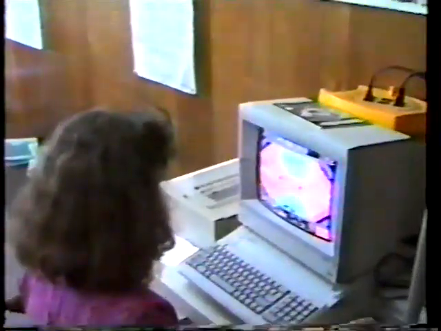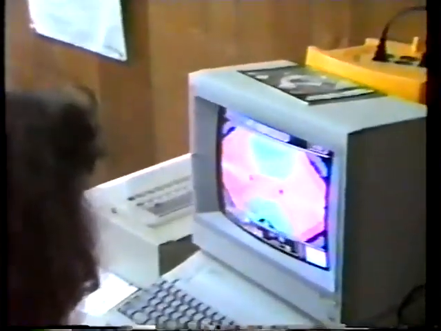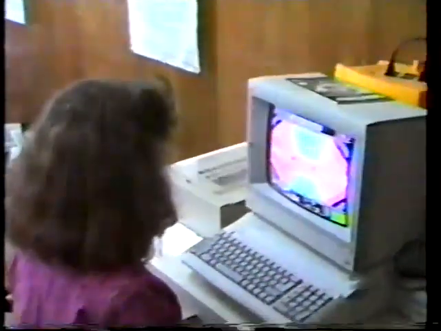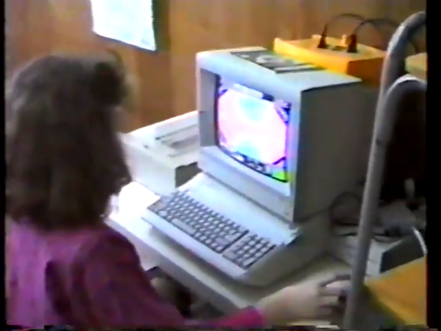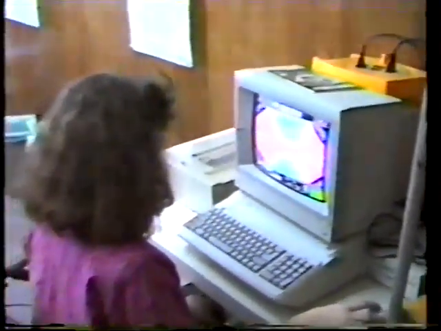On the third day of computer month, my teacher said to me, Let's Dazzle Draw. On the fourth day of computer month, my teacher said to me, Let's work Math Blaster.